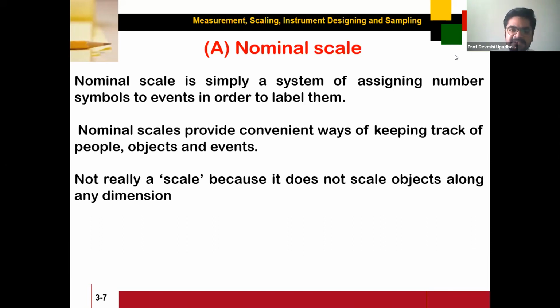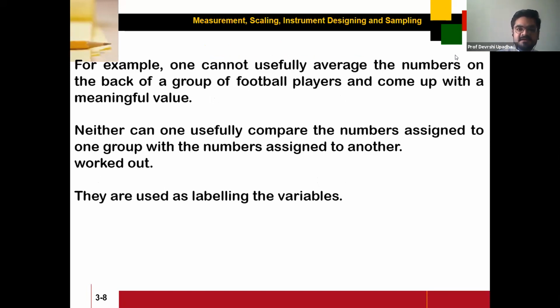Basically, the nominal scale is not a real scale because it does not scale any object along any dimension. It is not a scalable scale, because you are not gauging or measuring anything by comparing one variable with another. For example, one cannot usually average the numbers on the backs of a group of football players and come up with a meaningful value. That means you can't average the numbers of the football players, because although you have the 11 players, you are only giving the label.